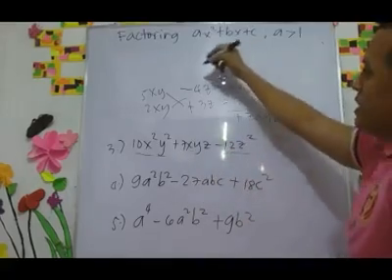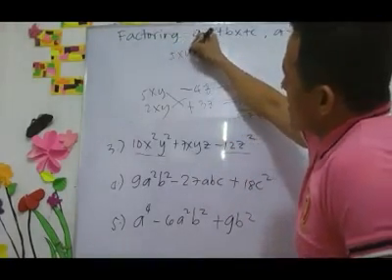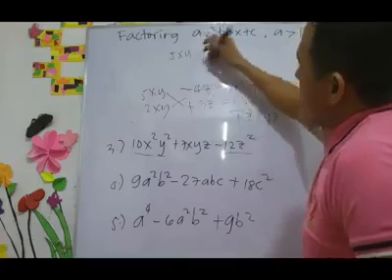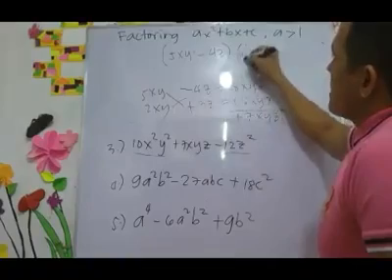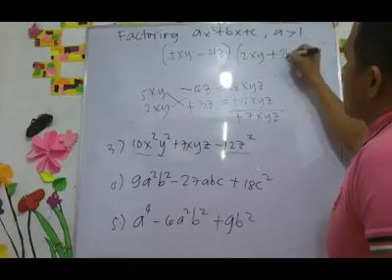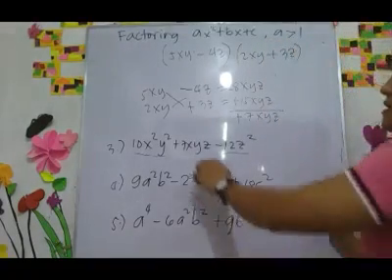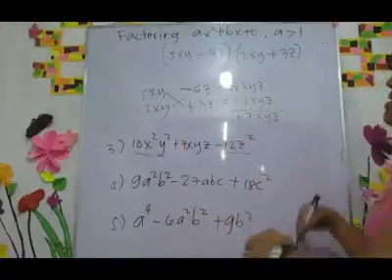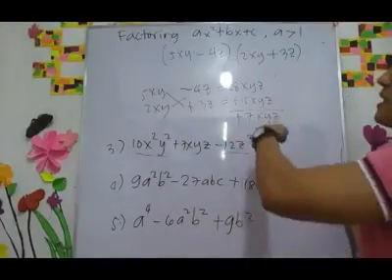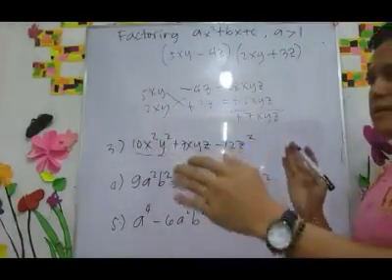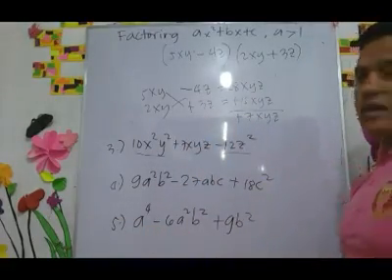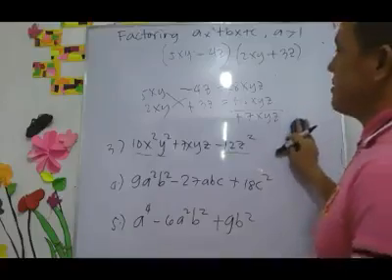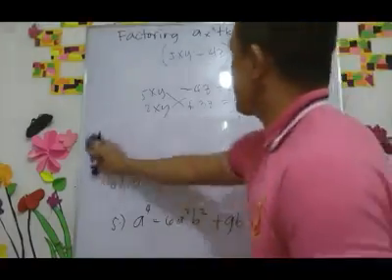Now our factors would be 5xy minus 4z, and then 2xy plus 3z. Okay? That is now the factor of this expression. Okay, just try to follow. If you don't get this one, you can go back or just rewind or watch this video again, so you would really understand how I did it.